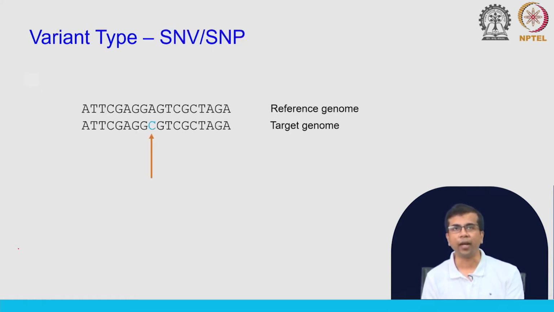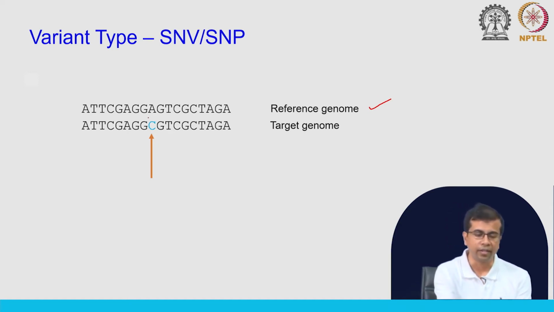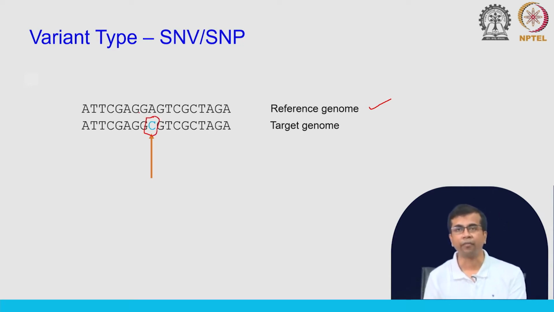So, the first variant type is the SNV or SNP. Here is a very small example of the reference genome, as you can see on top. So, we have the reference genome here, and then we have the target genome, the genome that we are working with, and we have mapped it against the reference genome. So, here you can see this space in blue that is actually different from the reference genome. And this is what we call SNV or SNP, single nucleotide variation or single nucleotide polymorphism.